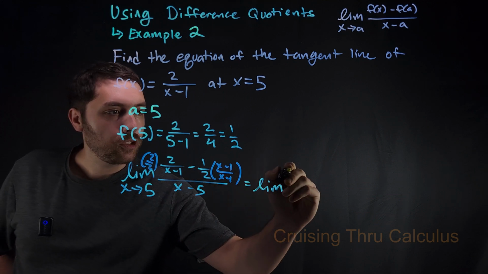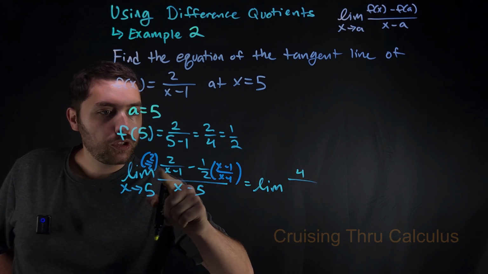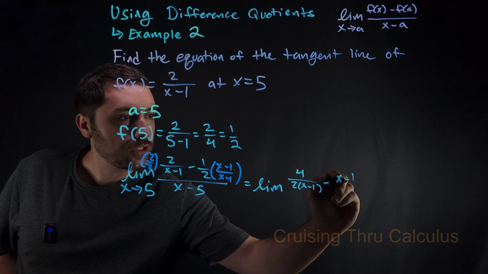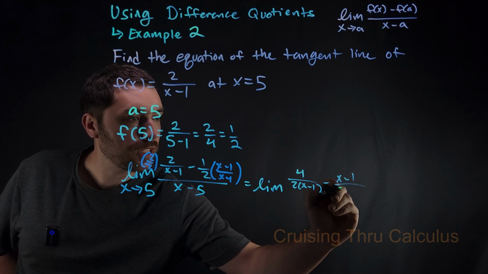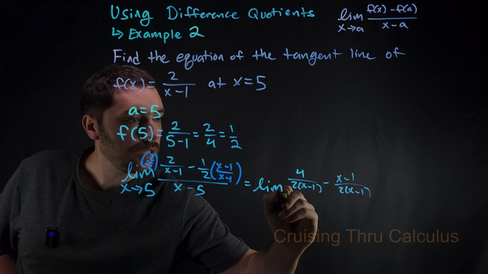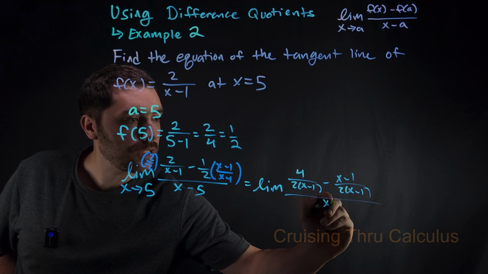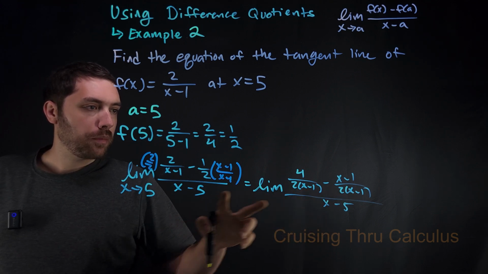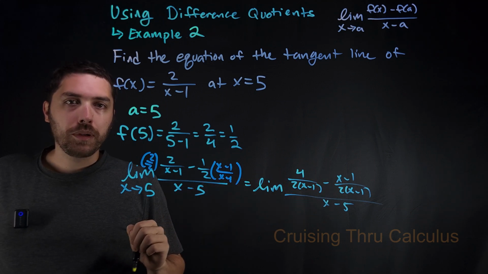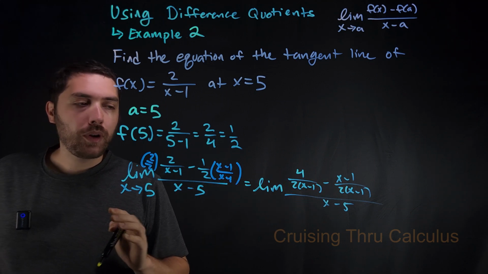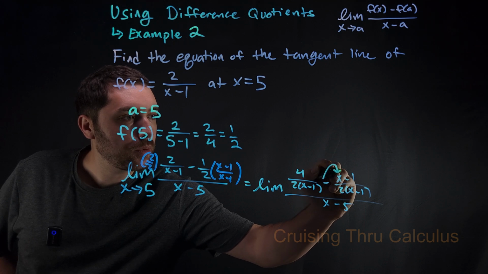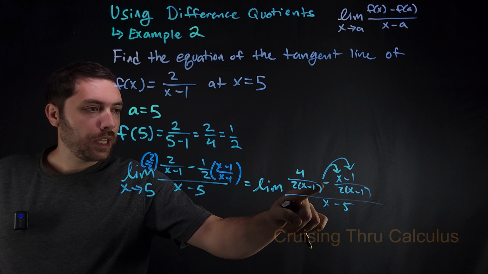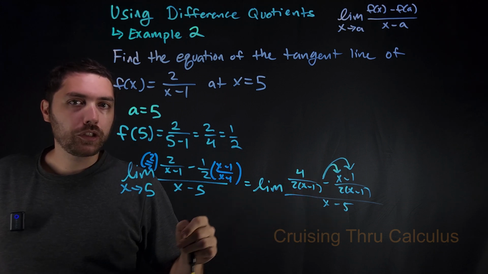Okay, we're going to get 2 times 2, which is 4, over 2 times x minus 1, minus x minus 1 over 2 times x minus 1. And of course, this is all over x minus 5 still. Now notice that the denominators here and here are the same, so I can subtract the top. You have to be careful when you're subtracting with fractions. You have to remember to distribute this negative sign to both of these pieces. So we're going to end up with a negative x and a plus 1 here.